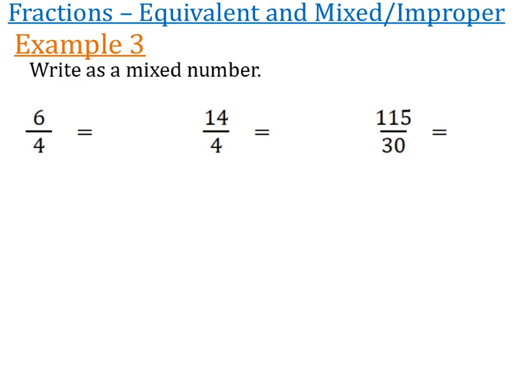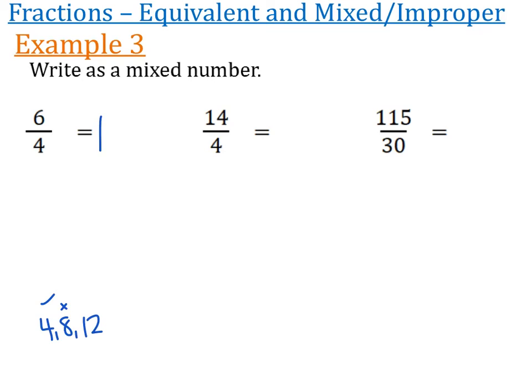All right, last thing from me today, we'd like to try to write these improper fractions as mixed numbers. So the first one is 6 over 4. First thing we need to do is find out how many 4s go into 6. If I think about my times table, 4, 8, 12. Well, 4 goes in, that's definitely less than 6, but 8 is not. So it only goes in once.